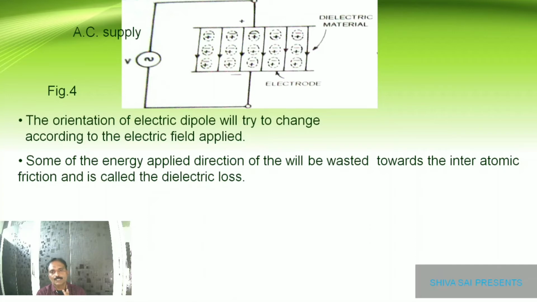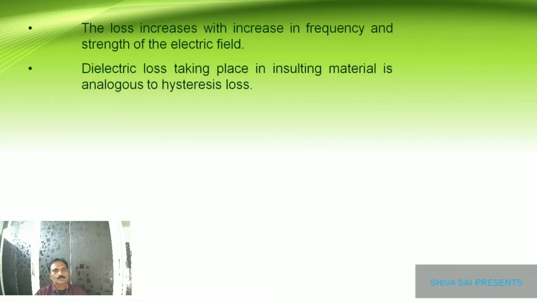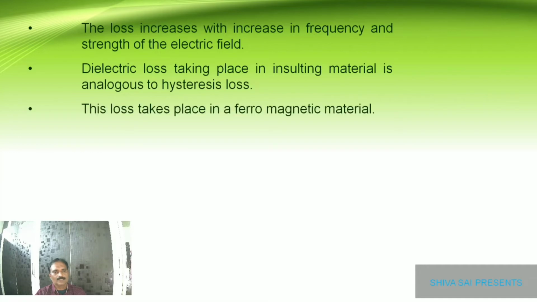So here some of the energy applied will be wasted towards the interatomic friction. What actually happens is two things are going to be fulfilled for us. One part of the current is going to be used towards interatomic friction, which is responsible for dielectric loss, and another one is to charge that particular material. So we are going to have two components of current.